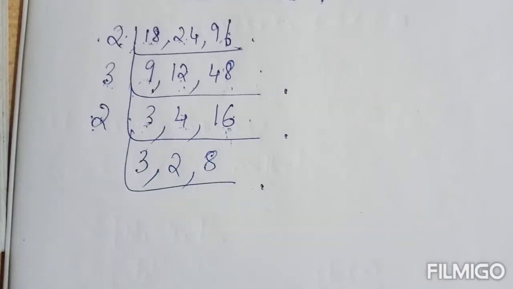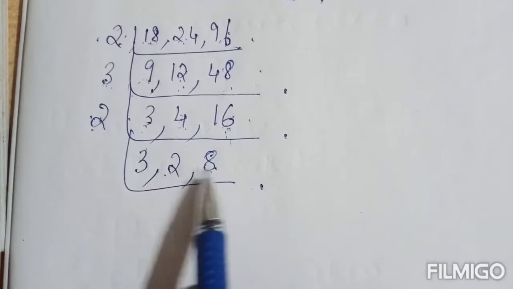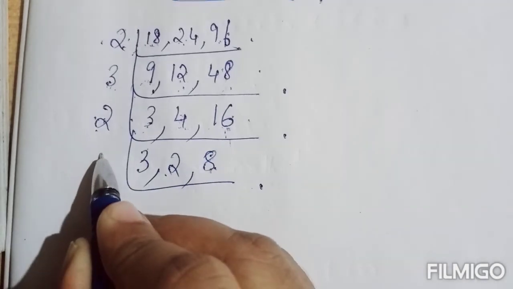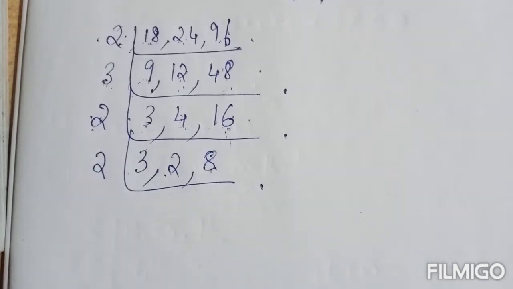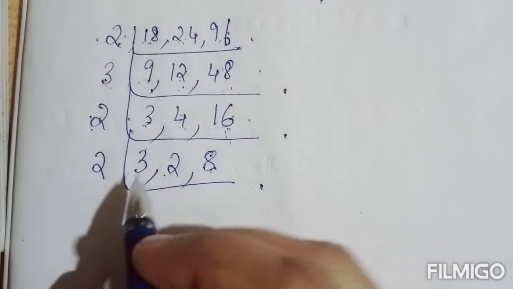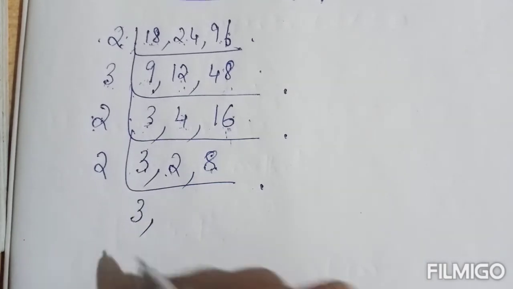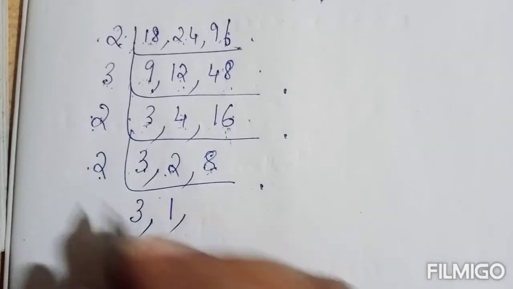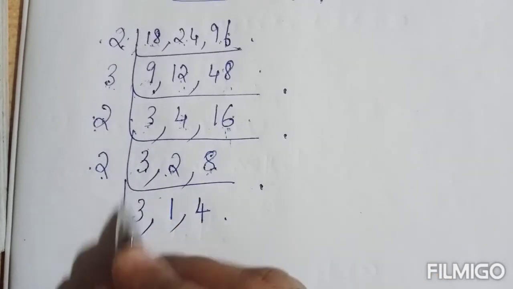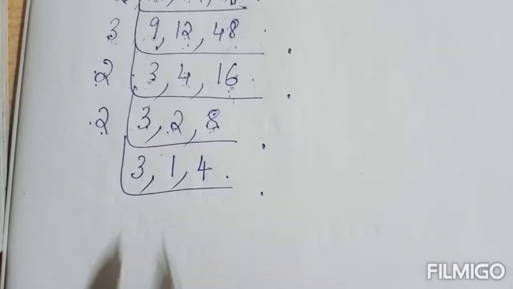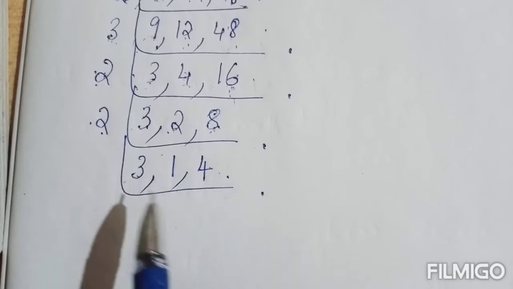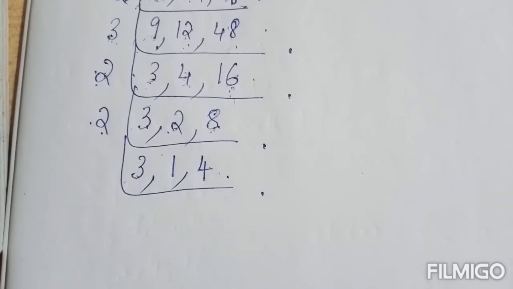Now again 2 and 8 you can divide by 2. So here in the next step also you can select 2. In place of 3 you can write 3 itself. 2 divided by 2 it is 1. 8 divided by 2, 4. Okay, 3, 1, 4 we got. Now 3 and 4. We can't find a number with which you can divide both 3 and 4.